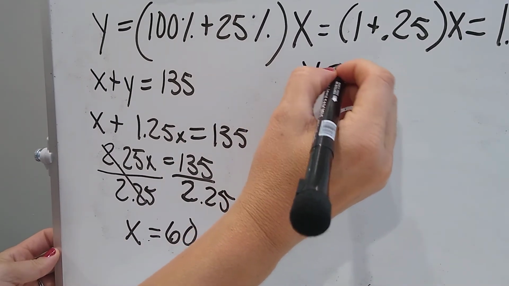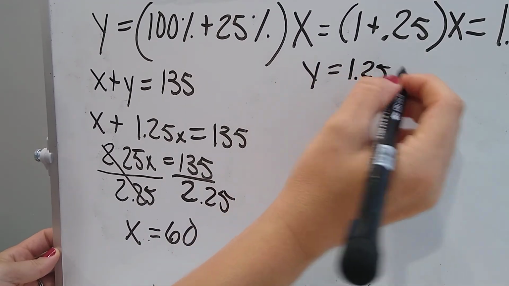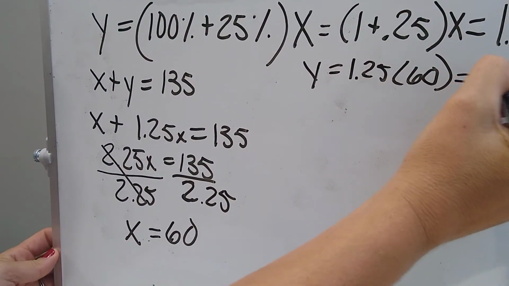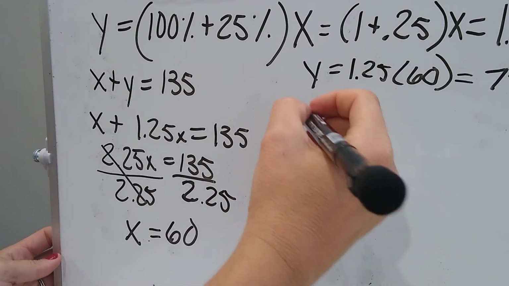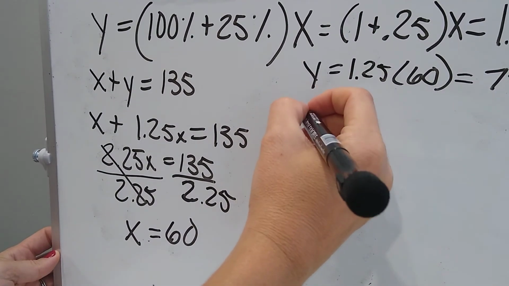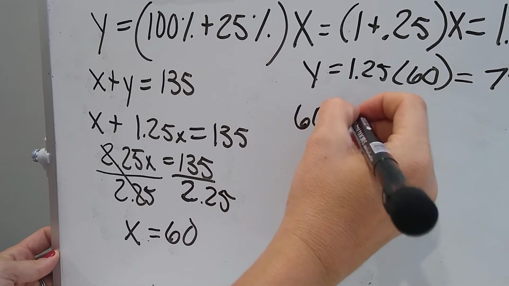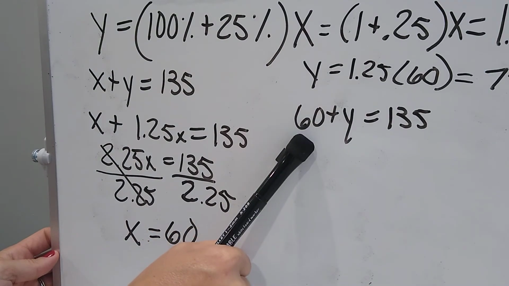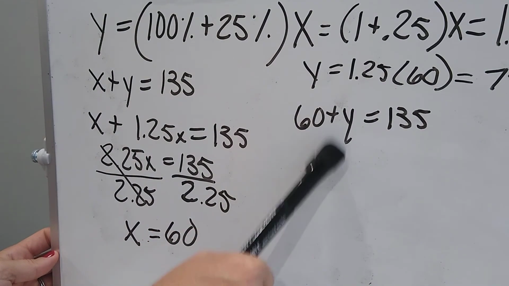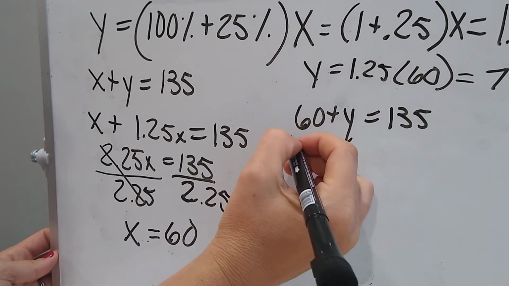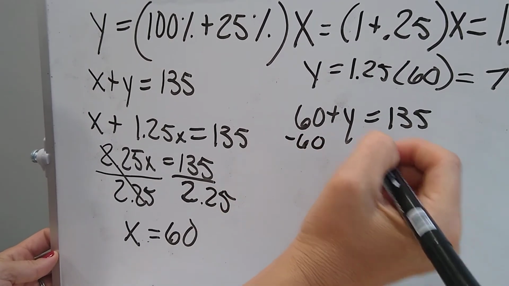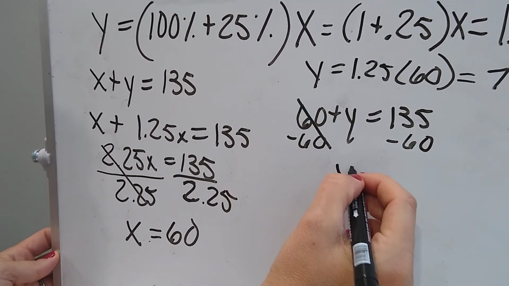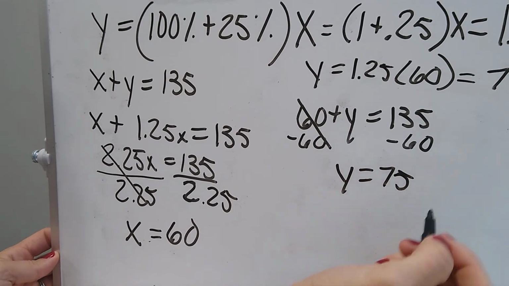So let me bring this down. Y equals 1.25 times 60. Plug that in and you would get 75, or you can write it out on paper if you don't have a calculator with you. And the other way would be 60 plus y equals 135. So you see what's happening. 60 is being added to y. So our opposite is going to be subtract. And whatever is done to one side must be done to the other. So those cancel out. We're left with y equals 75. So that's your two answers.